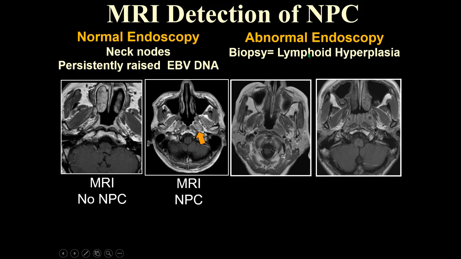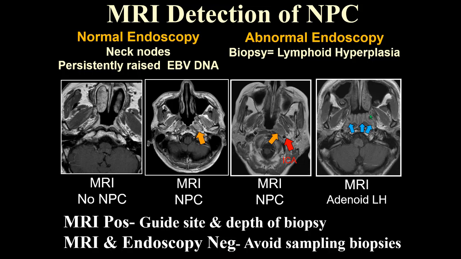If you've had an abnormal endoscopy and the biopsy shows lymphoid hyperplasia, then it can be helpful. In this case, they could see a bulge, they biopsied it, but it was probably too superficial because there's the carotid artery. Once you show where it is, they know how deeply they can go and they can do navigation. And very often they see something that looks as if it might be cancer in the adenoid, but you can see the striped appearance. You've got the enhancing stripes and the low lymphoid columns. If you see this and it's symmetrical, it's probably going to be benign. So that's where MRI can help. So MRI positive, it guides the site of biopsy. If both are negative, you can avoid sampling biopsies.